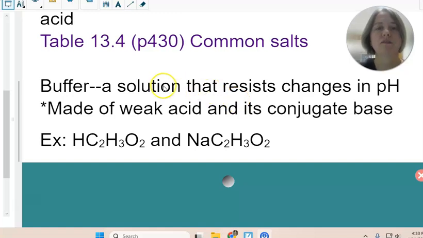And we know that buffers are solutions that resist changes in pH, and they're made of a weak acid, so an acid that doesn't totally dissociate, and its conjugate base. So let's talk about those terms just a little bit.